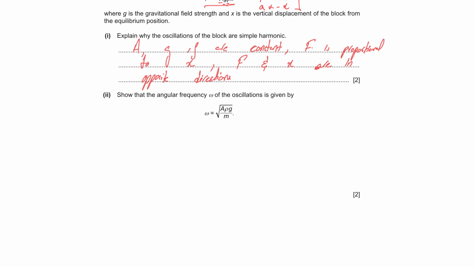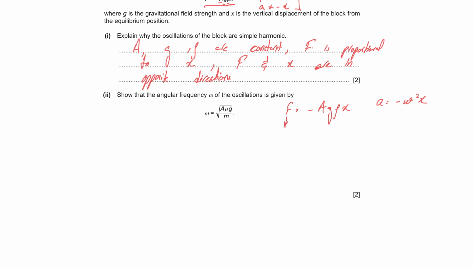Part 2 says, show that the angular frequency omega of the oscillations is given by omega is equal to square root of A rho g over m. Now, F is equal to minus A g rho x. This is the equation given in the question. And we know that a is equal to minus omega squared x. This is our equation for simple harmonic motion.